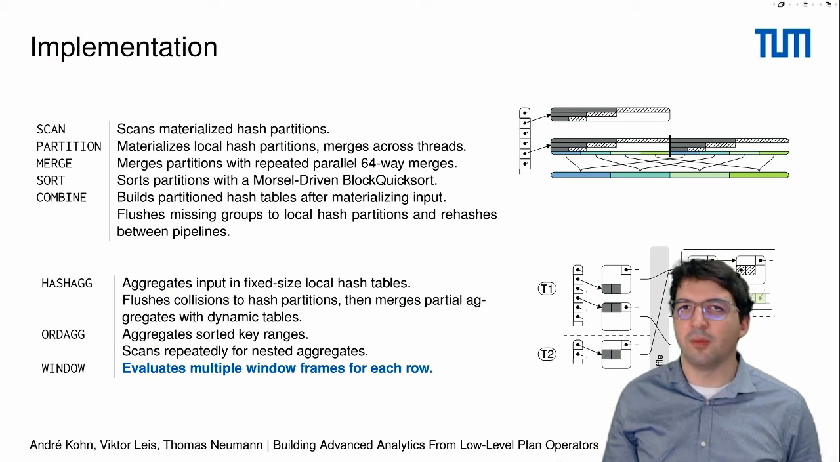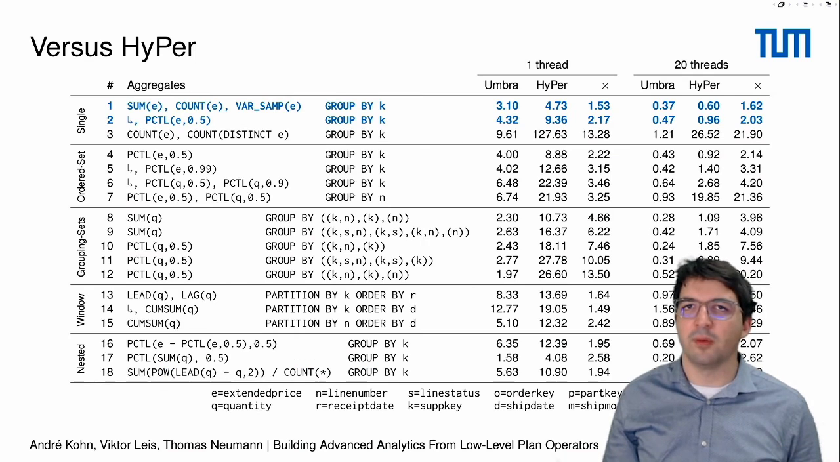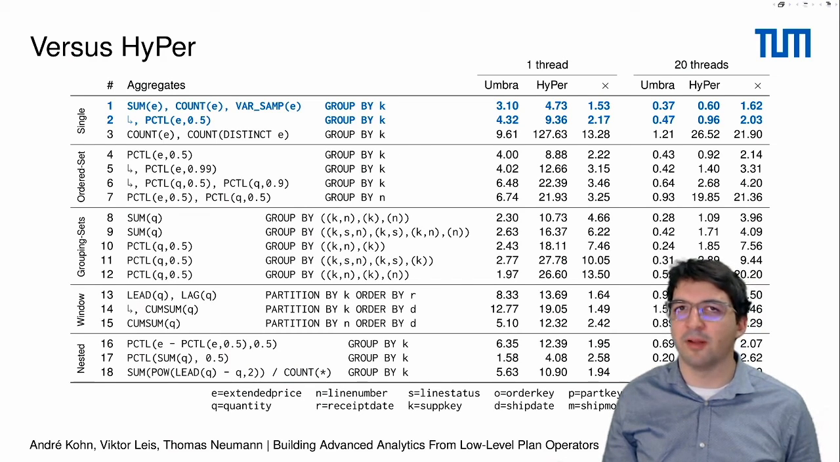As you can see, operators like window and ordered aggregation no longer need to take care of the materialization, partitioning, and sorting themselves, and can share intermediate results very easily. In the following, we want to show you that low-level plan operators do not only simplify the development of aggregation operators, but can also evaluate complex aggregates more efficiently. For this evaluation, we chose the main memory database system Hyper as reference, since it also uses code generation and implements very similar aggregation algorithms.